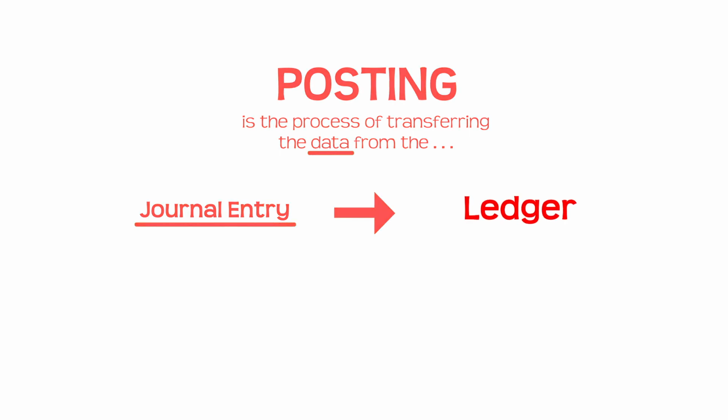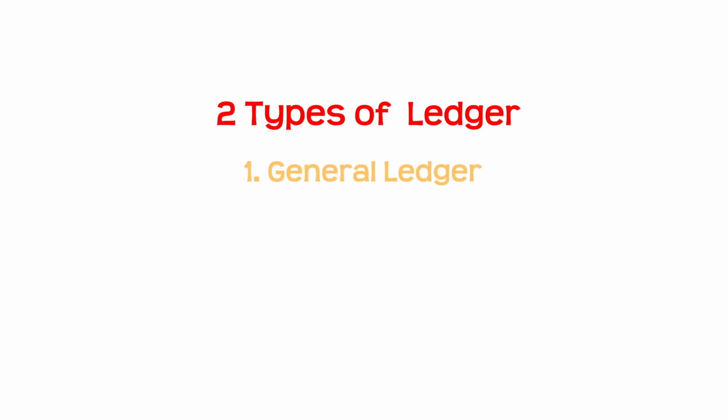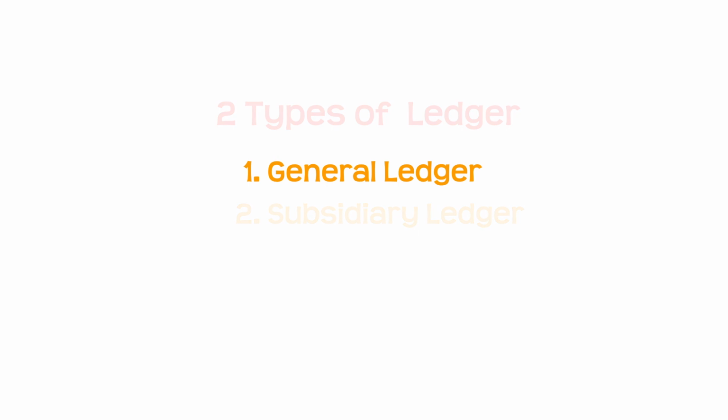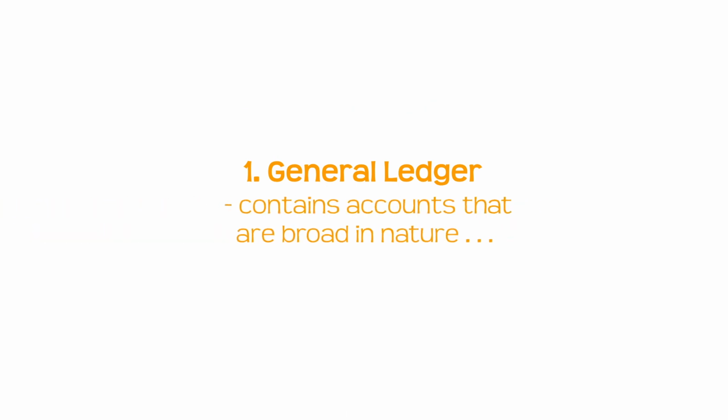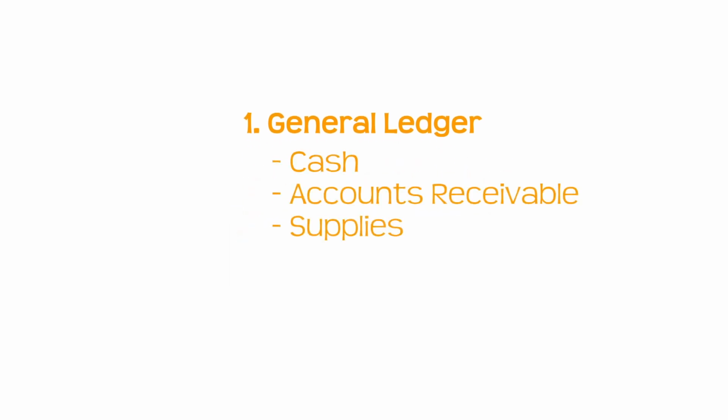called the ledger. There are two types of ledgers, the general ledger and the subsidiary ledger. The general ledger contains accounts that are broad in nature. Examples of these accounts are cash, accounts receivable, supplies, prepaid expenses, and so on.